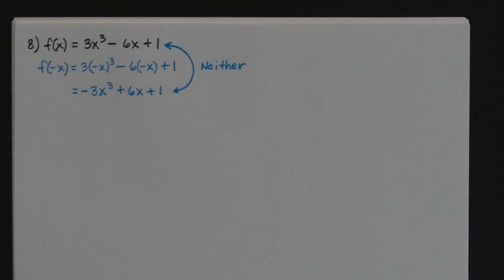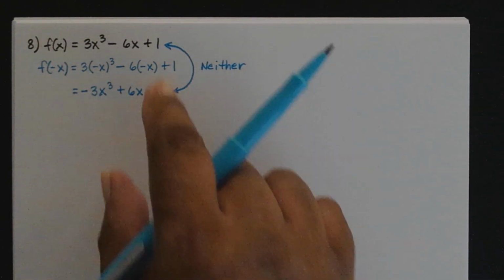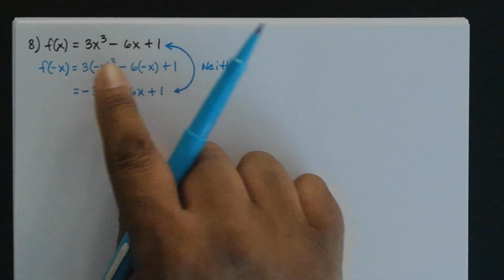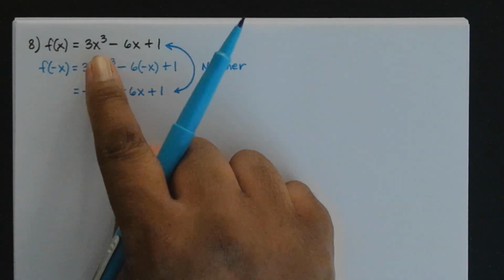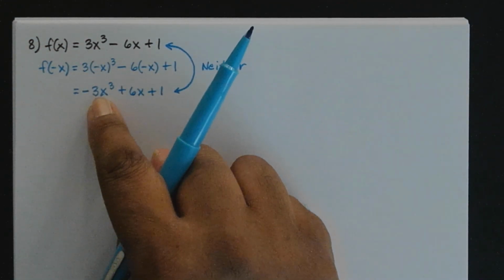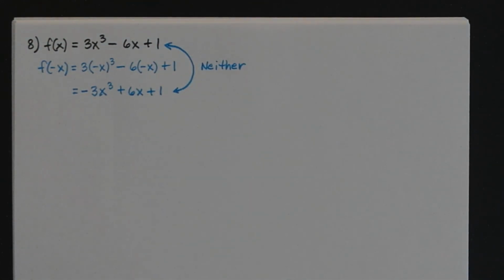If it was like instead of x cubed, if it was x squared, would it? It's going to stay the same. Because when you square a negative, it's going to be positive. Any other questions? Okay.